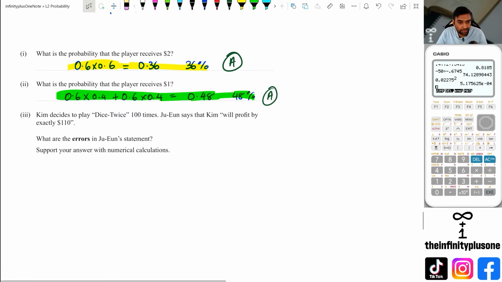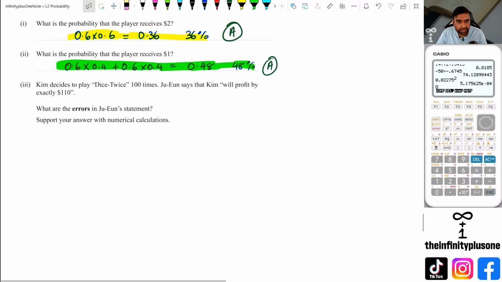Okay, so part 3 of this question: Kim decides to play this game 100 times. Junin says that Kim will profit exactly by $110. What are the errors in Junin's statement? So, plays it 100 times. Okay, let's have a look. Basically for this question, they've given 4 different answers, and I'm going to do the first one.